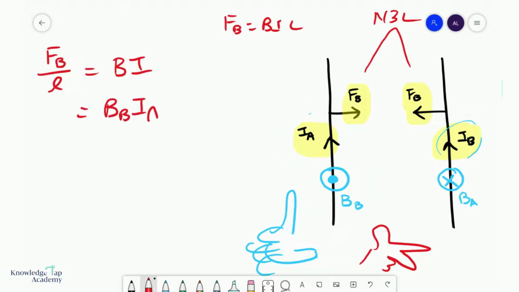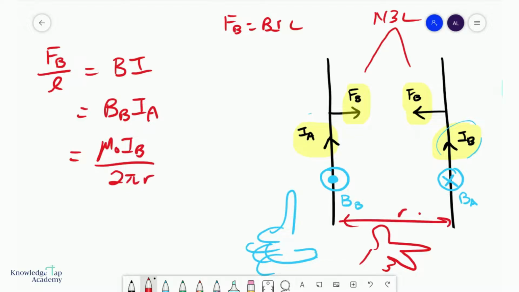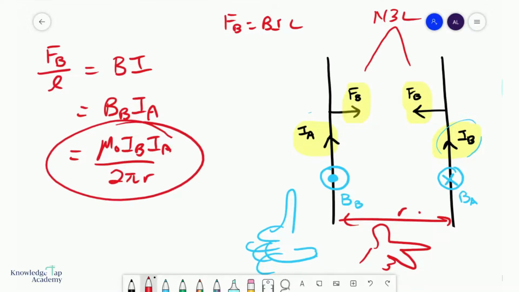And we know that BB, the magnetic field strength created by a current in a straight wire, is mu naught IB over 2 pi r. This can be your r over here, multiplied by IA. And that is the formula for the force per unit length between the two wires.